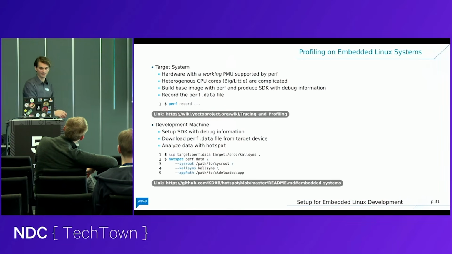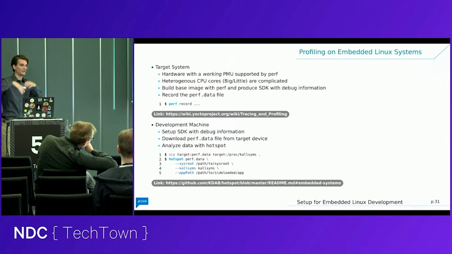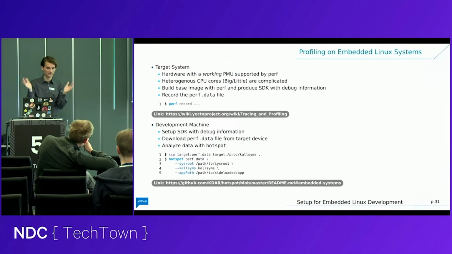You record your perf data file, and then you take that one and possibly the kallsyms, the kernel symbol mapping from that machine, and put it on your development machine where you have the SDK from Yocto, for example, set up with the debug information and the sysroot.